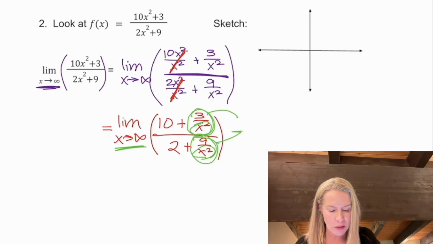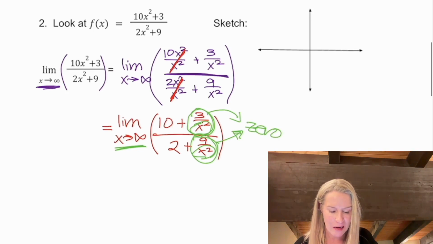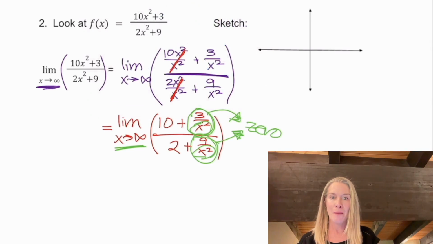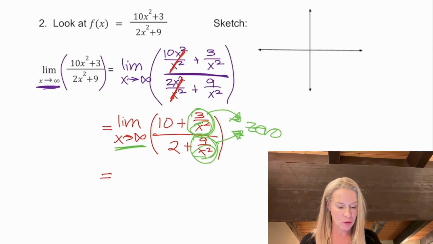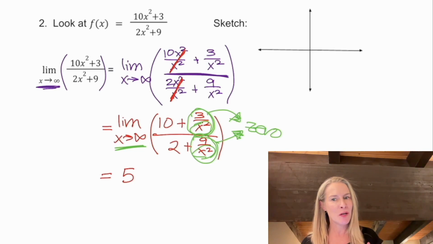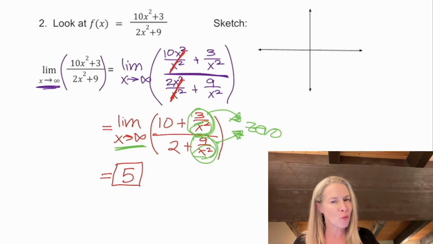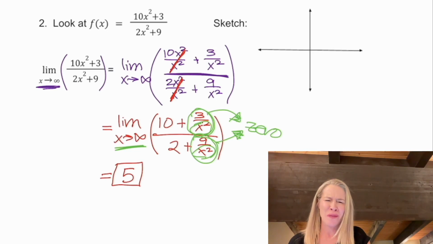Now, are they equal to 0? No, but they are practically 0. They're heading towards 0. That's what these arrows are implying. They're heading towards 0. That means our overall limit is equal to 10 over 2, which is 5. Notice I didn't write the limit notation anymore because we found our limit. Our limit is 5.